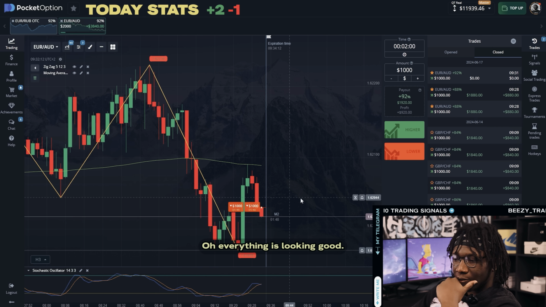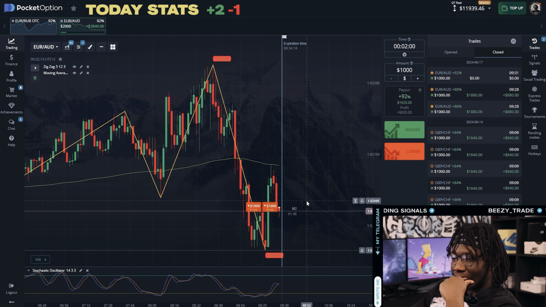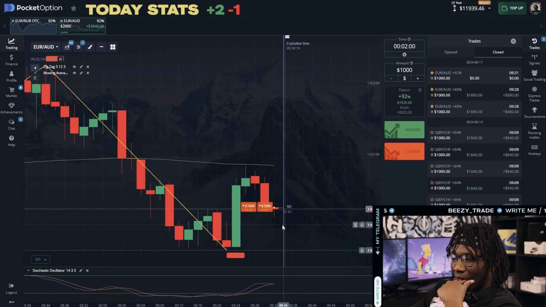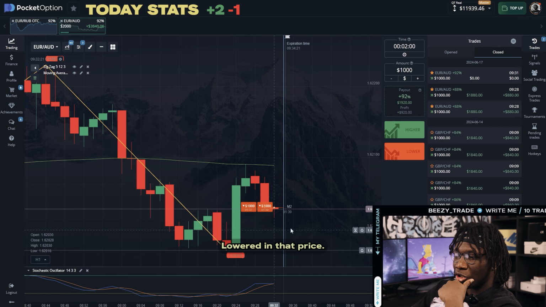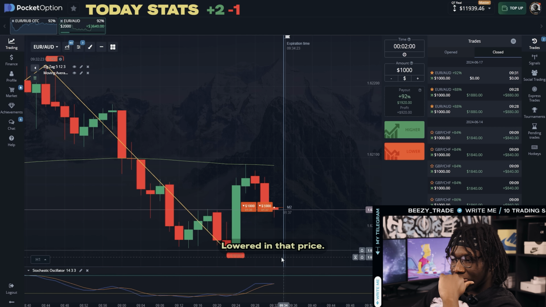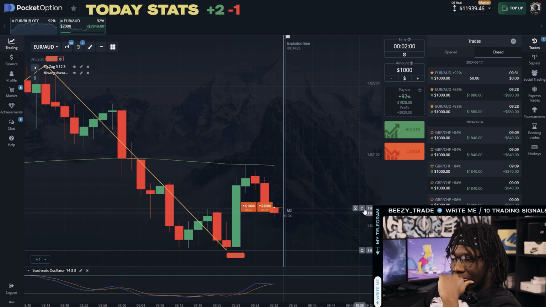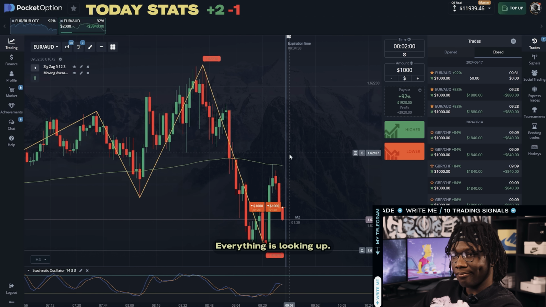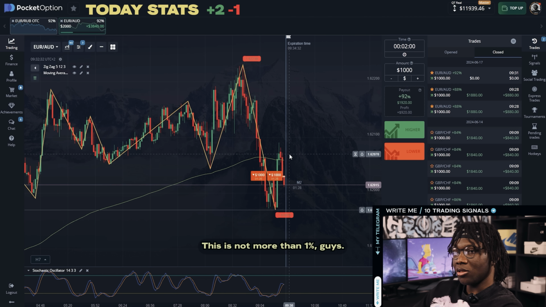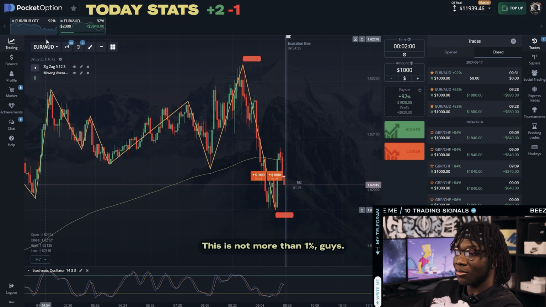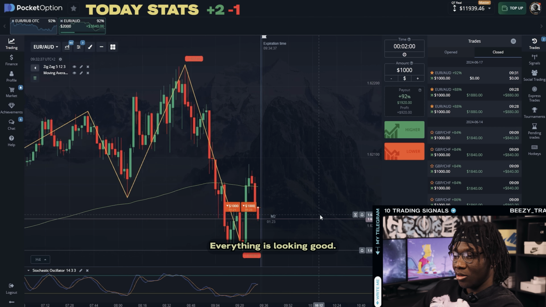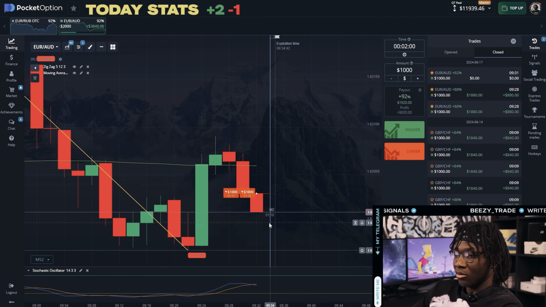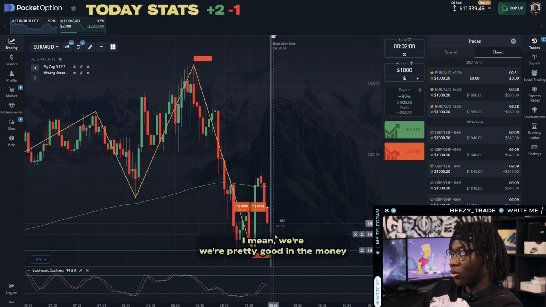All right, everything is looking good. Price being pushed up a little bit. I'm just expecting this candle to finish lower than that price. Everything is looking good. Nothing more I can say, guys. Everything is looking good till the 120. I mean, we're pretty good in the money on this one for sure.